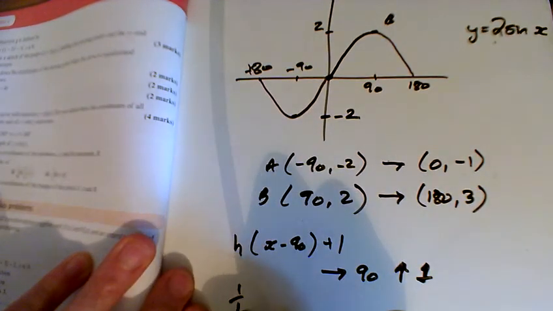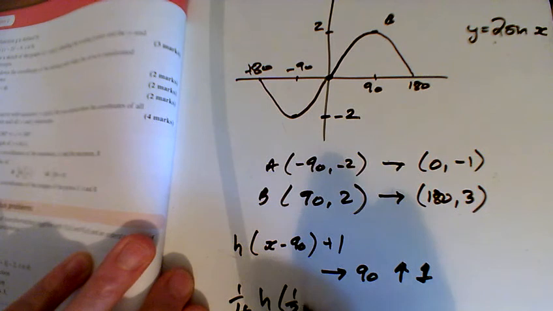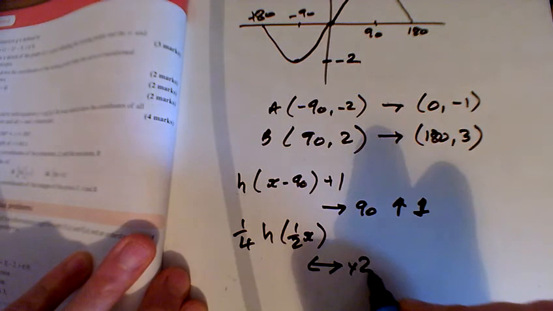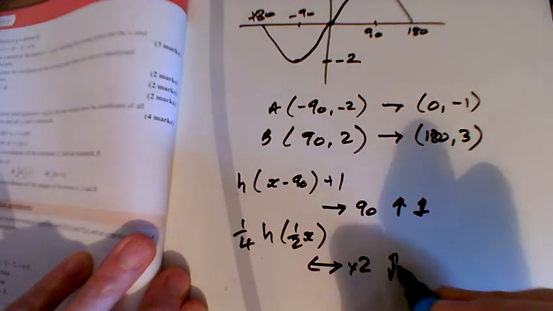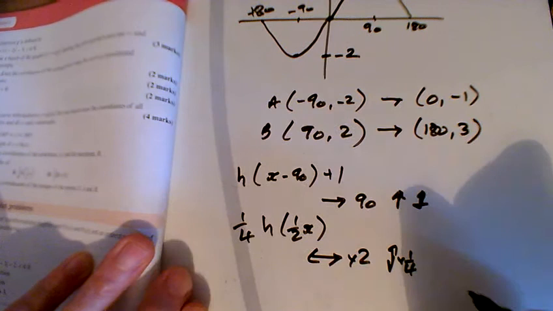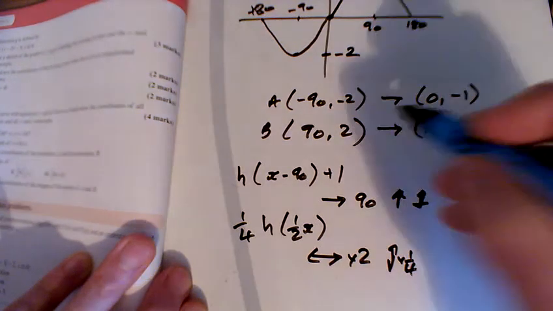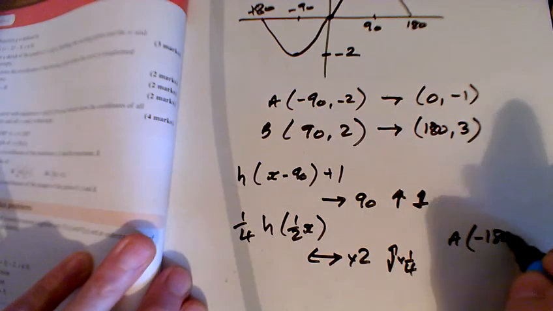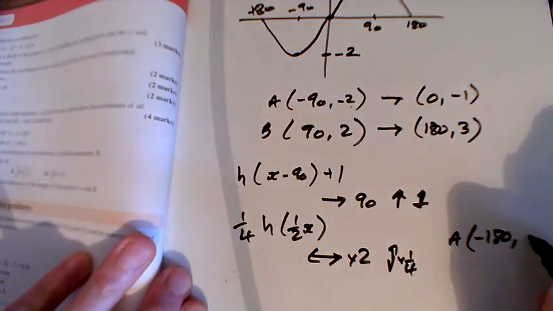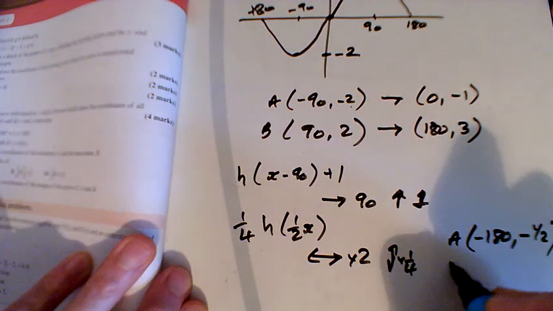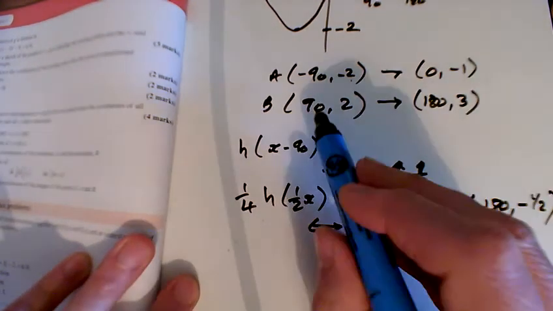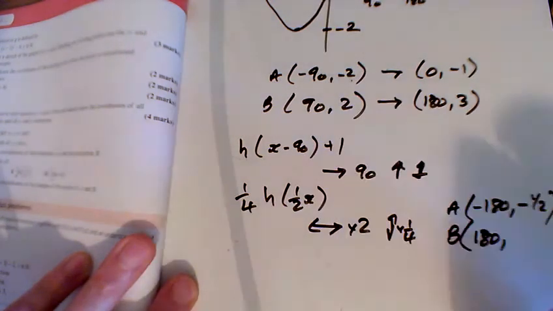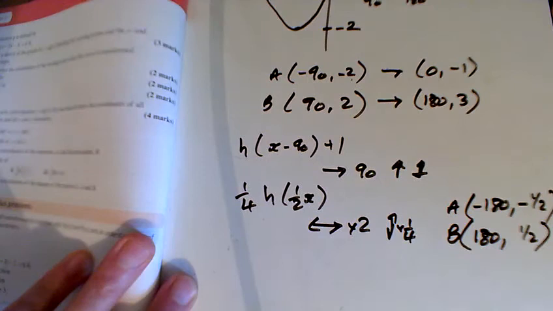What else have we got? We've got to do a quarter of a half x. So this is a stretch times by 2 in the x direction and times by a quarter in the y direction. So what's A going to be there? So A this time, it was minus 90, so now it's minus 180. It was at minus 2, so now it's at minus a half. And B was at 90, so it's now at 180. It was at 2, so now it's at a half.